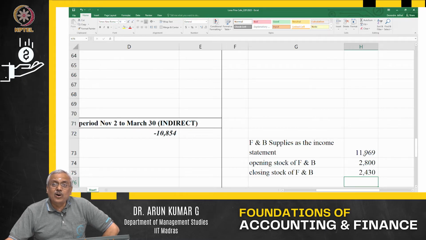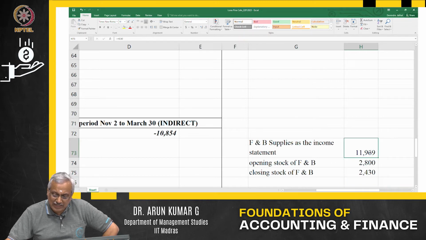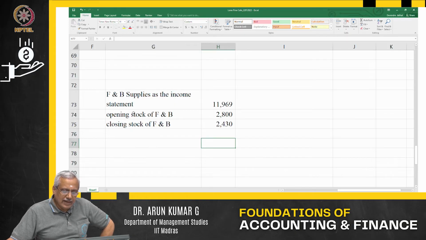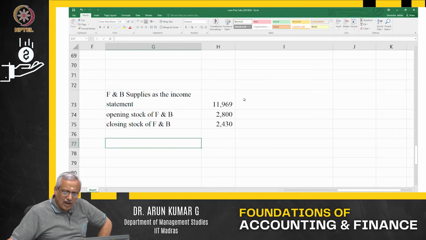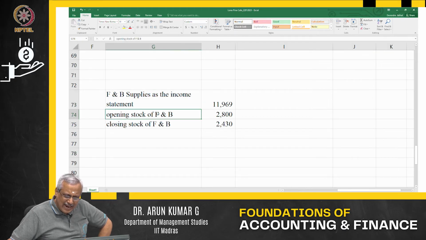Now I need to know how much I have purchased. This is the amount of supplies that is utilized. This is the amount of supplies that was there at the beginning. This is the amount of supplies that is there at the end of the month. So we have the opening stock, we have the closing stock, we have all the supplies. Now let me get it. Out of these 11,969 supplies that is utilized, you already had a stock of about 2,800.